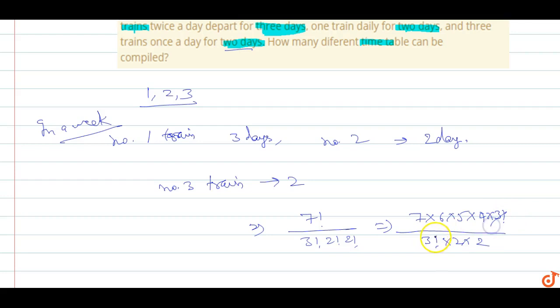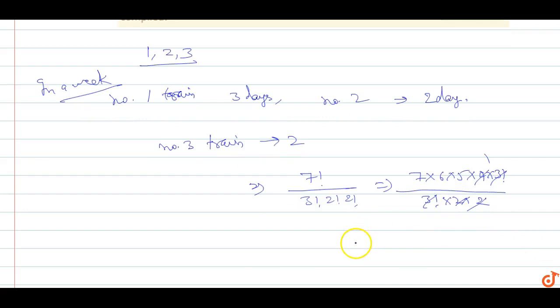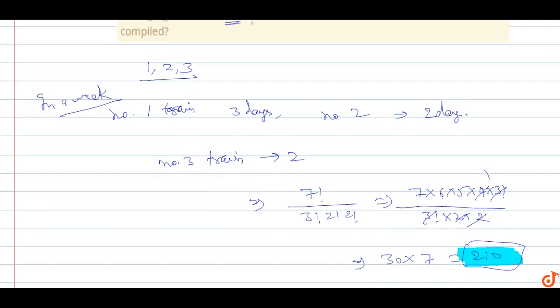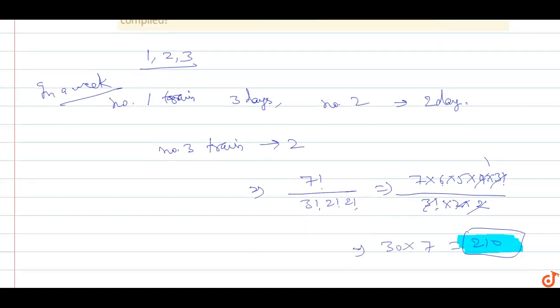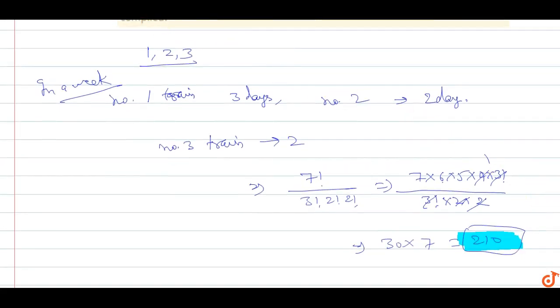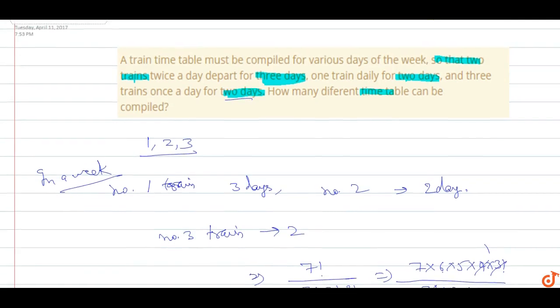So 3 factorial cancels with 3 factorial, and 2 into 2 is 4, so 4 cancels out with the 4. So this will become 7 into 6 into 5. 6 into 5 is 30, and 30 into 7 equals 210. The total number of different timetables that can be compiled is 210.